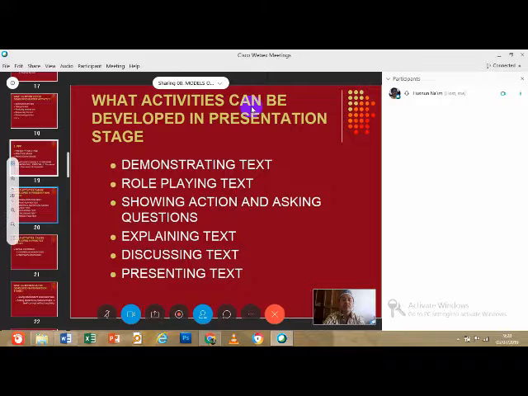What activities can be developed in the presentation stage? The first one is demonstrating text. 2. Role-playing text. 3. Showing action and asking questions. 4. Explaining text. 5. Discussing text. 6. Presenting text.